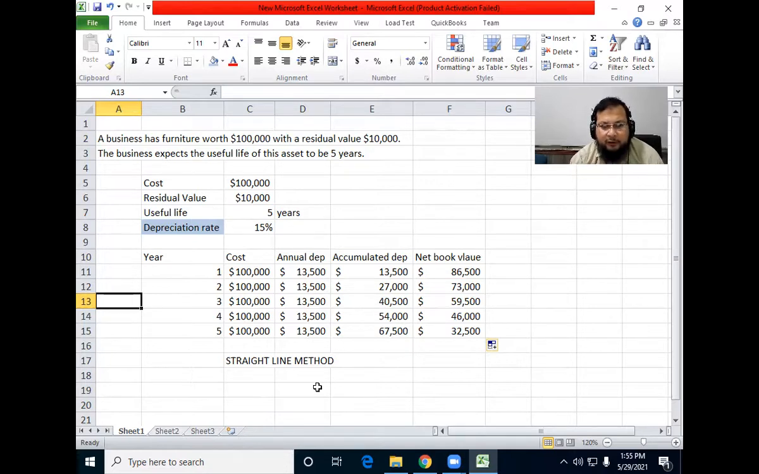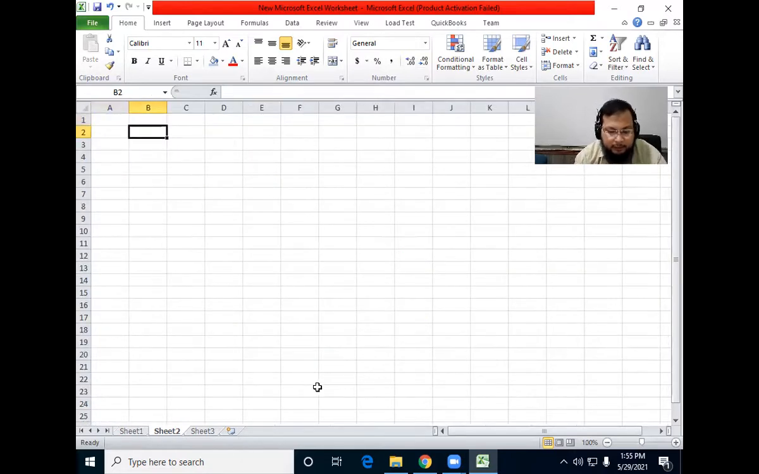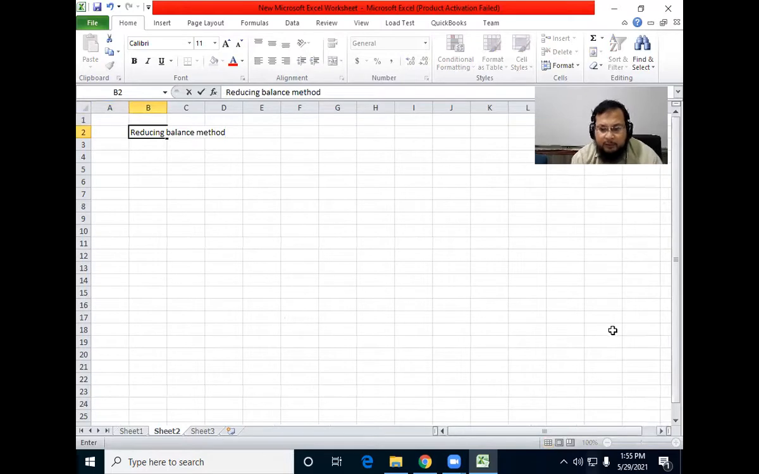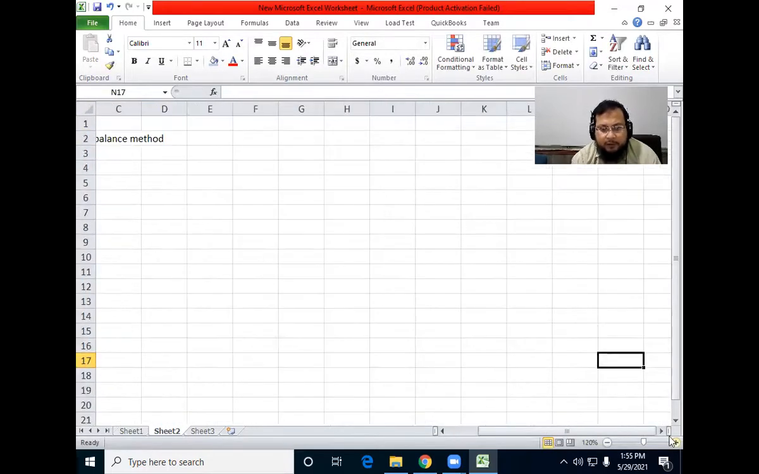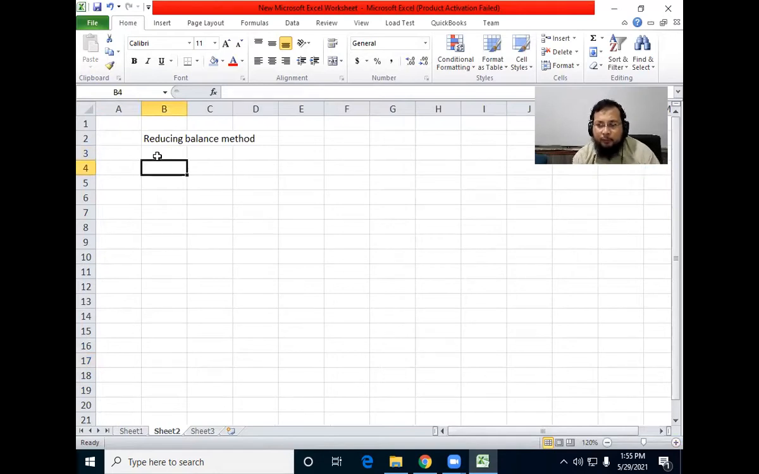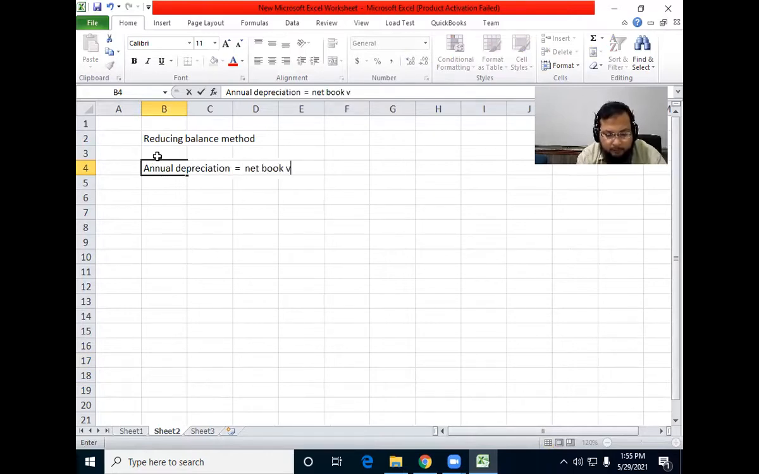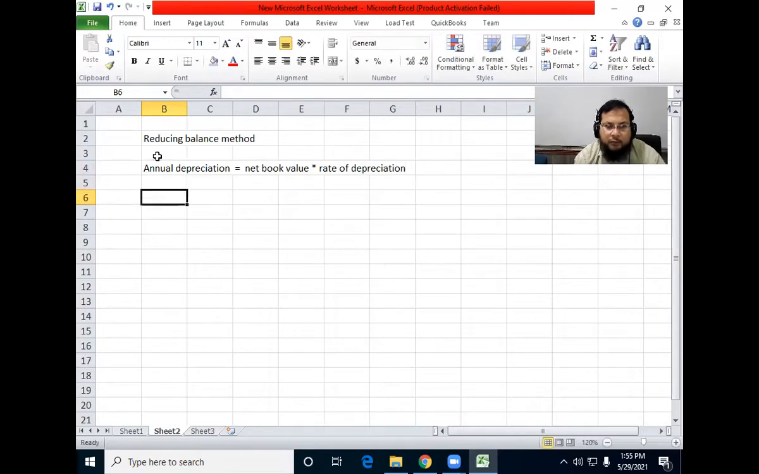So the second method is what we call the reducing balance method. In this method, the important thing is that we charge depreciation on the net book value. So we calculate the annual depreciation by following the formula, which is net book value multiplied by rate of depreciation. Okay. So let's suppose we have got a question.